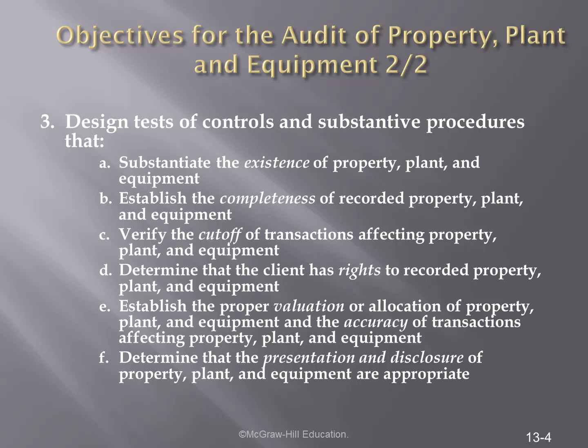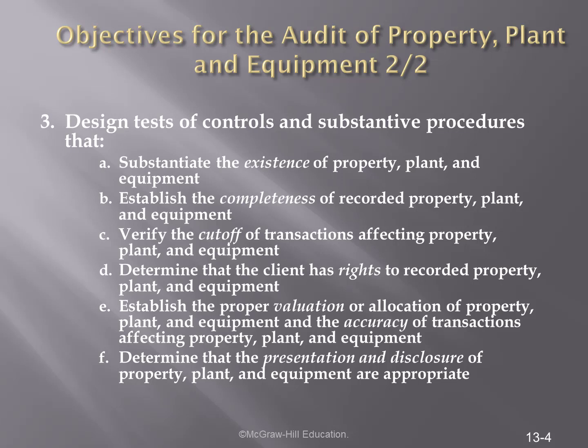We need to substantiate the existence of the property. We need to validate the fact that the property actually exists. We need to establish the completeness of the records related to property, plant, and equipment. This may be difficult. I worked with an organization that had a listing of property, plant, and equipment well over 100,000 items.